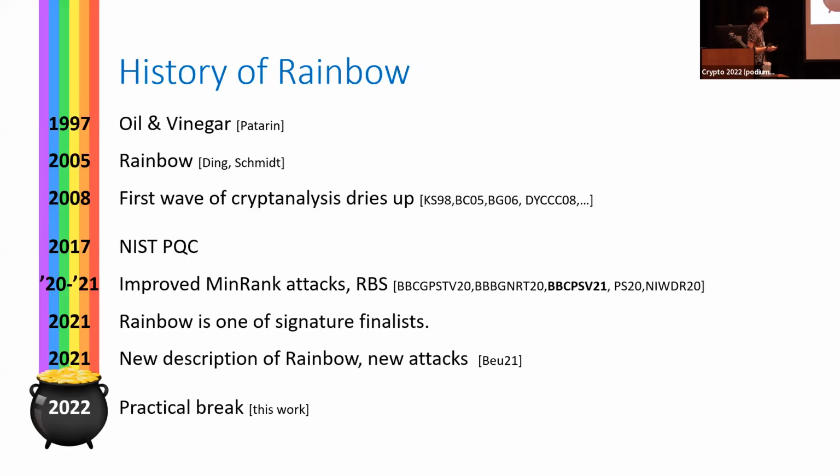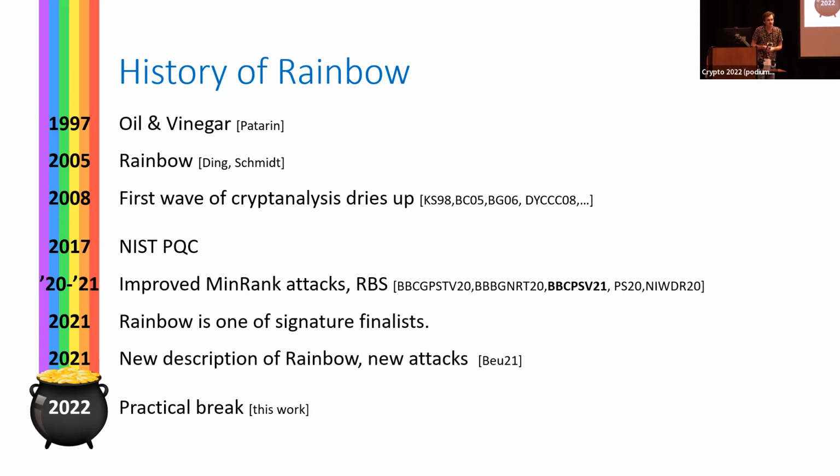Okay, so the history of Rainbow actually starts before Rainbow was invented. It's based on a scheme by Patarin from 1997, where he invented the oil and vinegar scheme. But this scheme had the drawback that public keys are quite large. So in 2005, Ding and Schmidt invented Rainbow, a variant that combines multiple layers of oil and vinegar to get something with slightly smaller public keys. And then there was a lot of cryptanalysis right after it was invented, but that dried up pretty quickly.